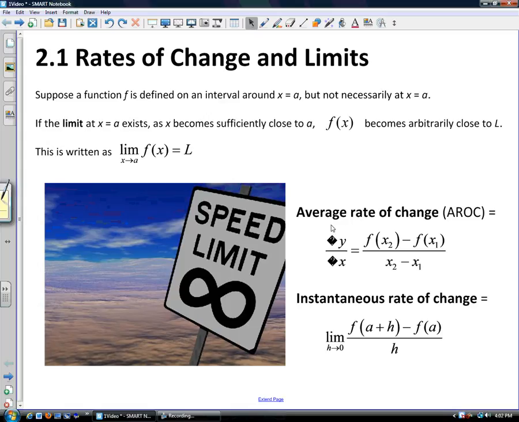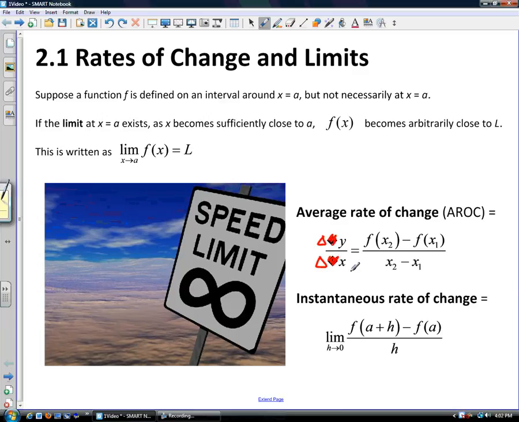Two important formulas to know: average rate of change, and I always abbreviate it AROC because it's just very long, equals, my deltas didn't work, delta y over delta x, right? Change in y over change in x, which is the same thing as f of x2 minus f of x1, all divided by x2 minus x1.